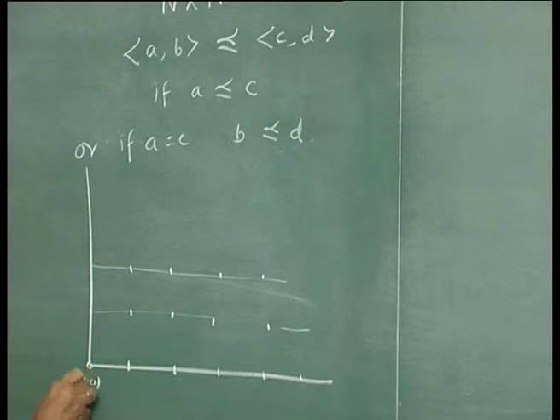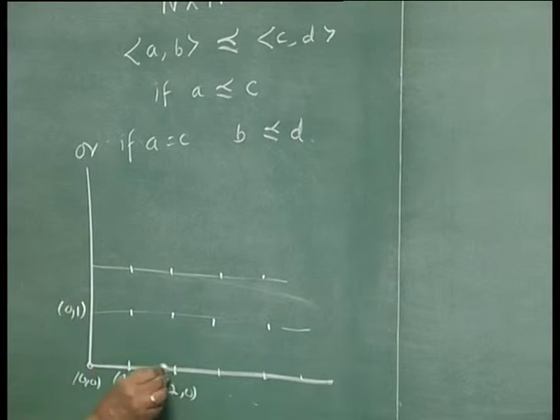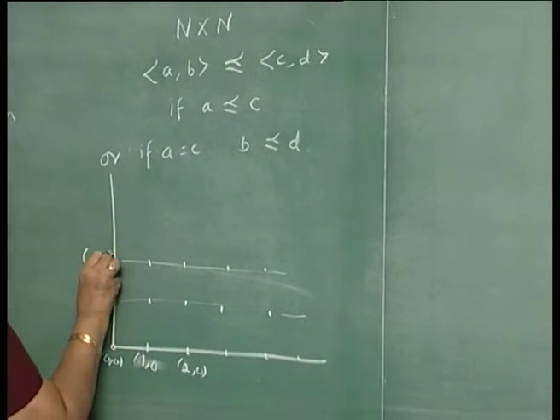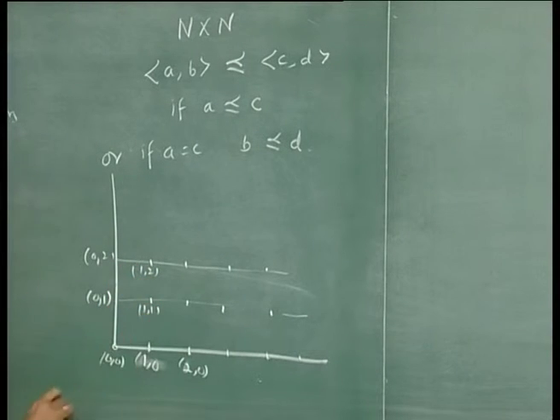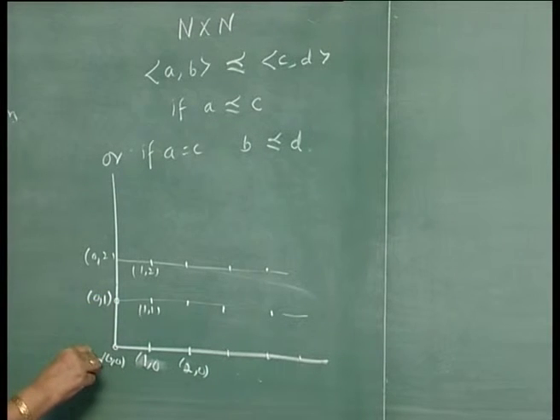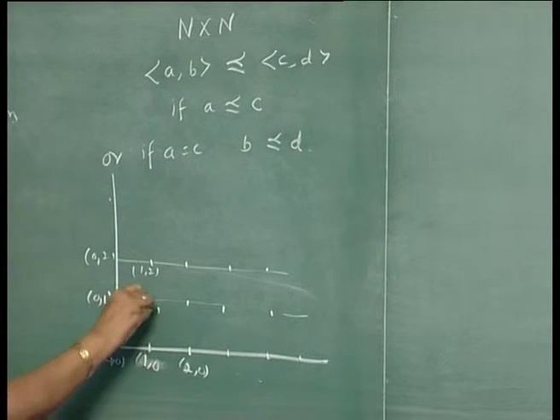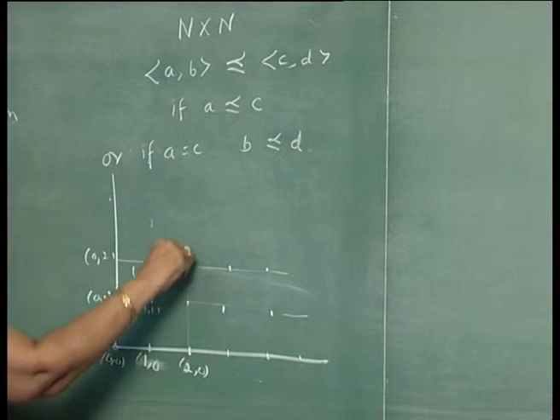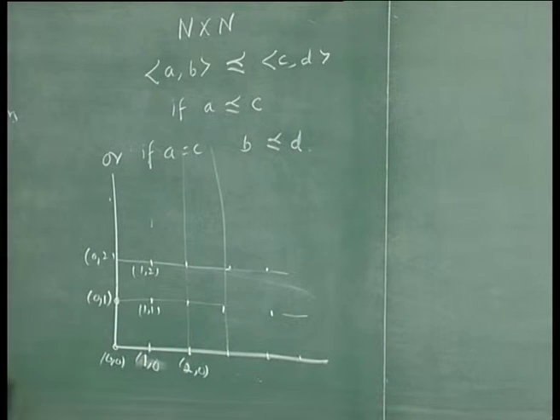This is 0 0, this is 0 1, this is 0 2, I am sorry, this is 1 0, this is 2 0 and so on. This is 0 1, 0 2, this is 1 1, 1 2, like that. Now you can arrange them in this linear order, 1 2 3, like this. All the elements in this column will come first, then all the elements in the next column, and so on. So it is a linear order.